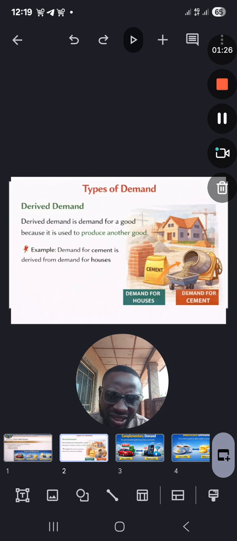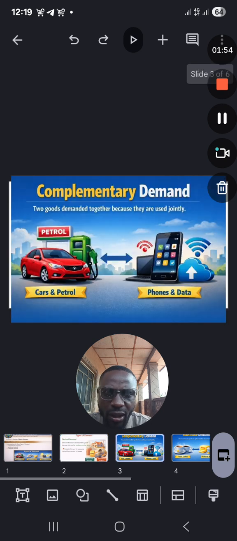The demand for steel is also a derived demand because it is wanted not for its own satisfaction, but for the satisfaction of constructing bridges, roads, houses, and so on and so forth. So any commodity that is not wanted for its own satisfaction, but for the satisfaction of other commodities, is called derived demand. The second type of demand we have is what we call complementary demand.